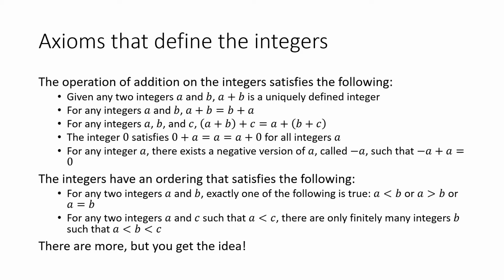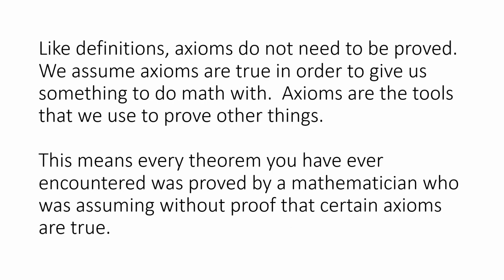So the thing about axioms that makes them different from theorems is that axioms do not need to be proved, and in fact they can't be proved. We assume axioms are true in order to give us something to do math with. Just like with definitions. Definitions give us something to do math with. It's something to play with in the sandbox. So axioms are the tools that we use to prove other things. You don't need to prove them, and in fact you can't prove them.